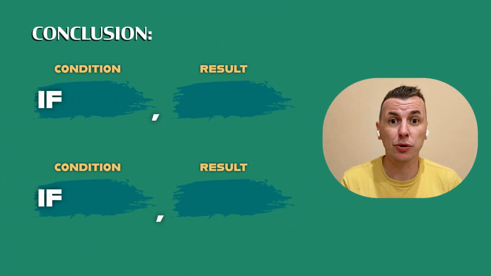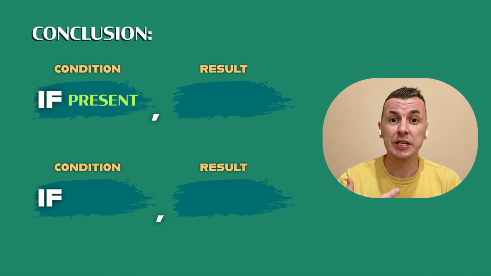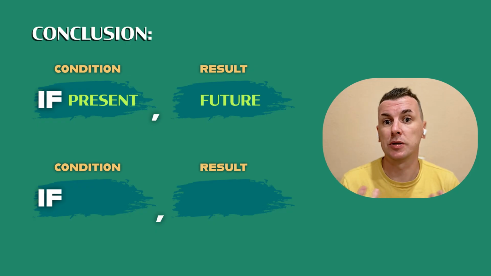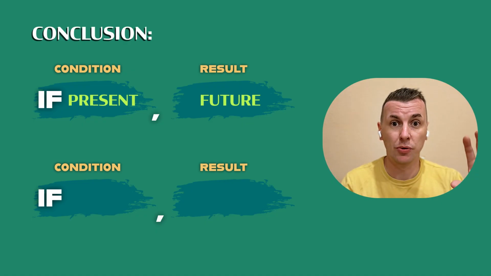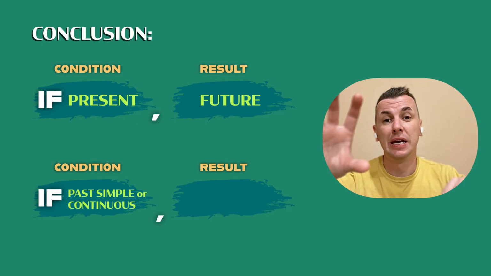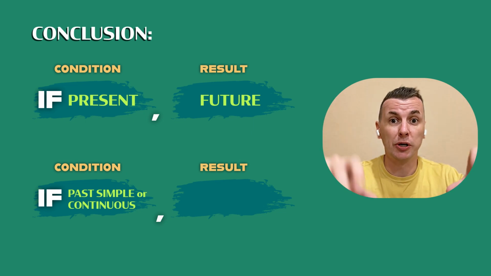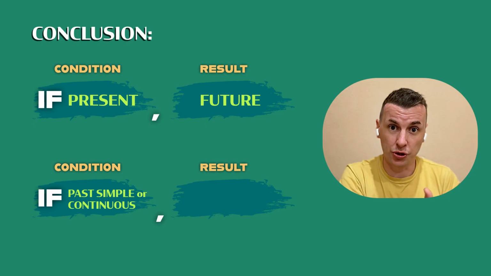So let's recap. So far, we covered conditional one and conditional two. It's easier if we compare them. It's easier to understand these tenses. So first of all, grammatically speaking, the structure is the same. The only difference is that in conditional one, we use a present tense in the if part and the condition part. And in the result part, we use will or any future tense.